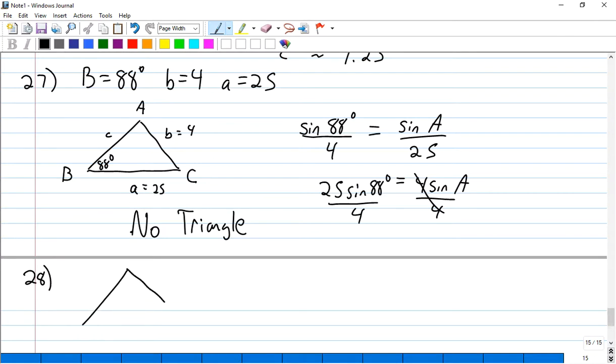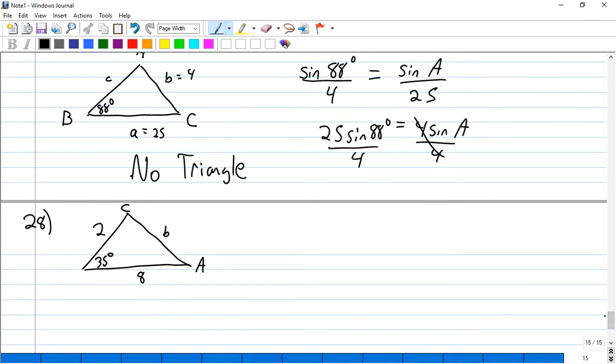We're given a triangle. We're given that this is 35 degrees, this is 2, this is 8, this is side B, this is angle C, this is angle A. Do we have a corresponding side and angle that we know? No. So that means you cannot use the law of sines. That means that we have to use the law of cosines.